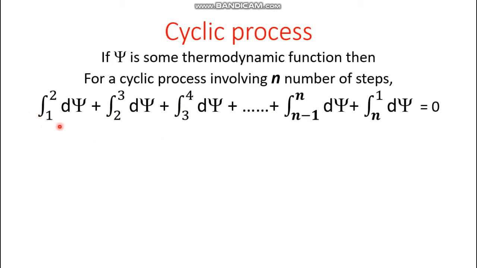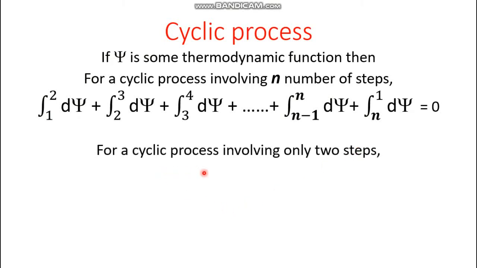Integration from 1 to 2 for the change of the thermodynamic function from state 1 to state 2, then 2 to 3, then 3 to 4, and so on, from n minus 1 to n, and finally n to 1 again. So we are moving back to the first state of the system. By integrating the derivatives of the different steps of change, we get the overall change of the system. Now if this overall change of the system is 0, then it is a cyclic process.